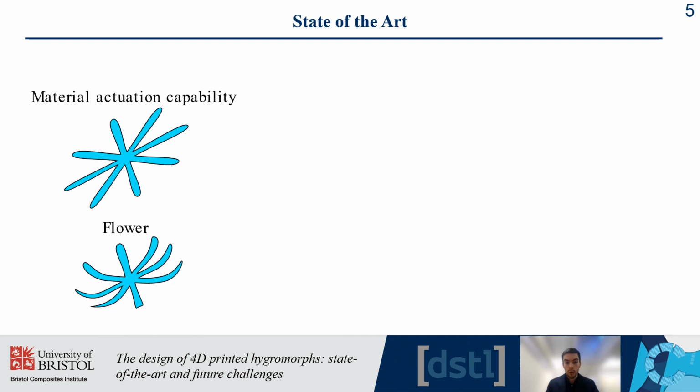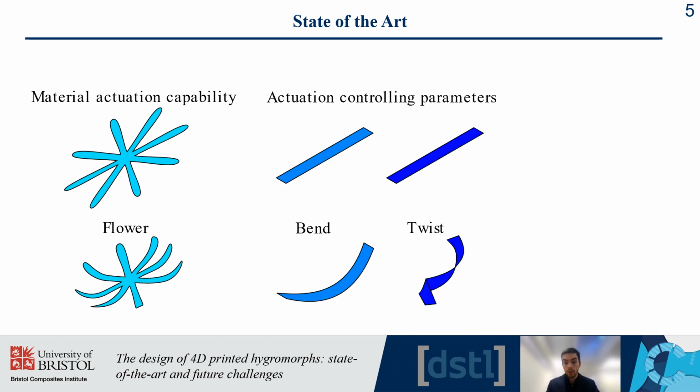The first one is what we call material actuation capability. It's basically when you want to prove that your material is capable of actuation. What you usually do is print a visually satisfying structure, for instance a flower, then you immerse it as I explained, and then you observe the actuation, proving that your material is capable of actuation. Then there is actuation controlling parameters, which is when you select one parameter or more than one, and then you change this parameter and see how this influences the actuation that you observe at the end.